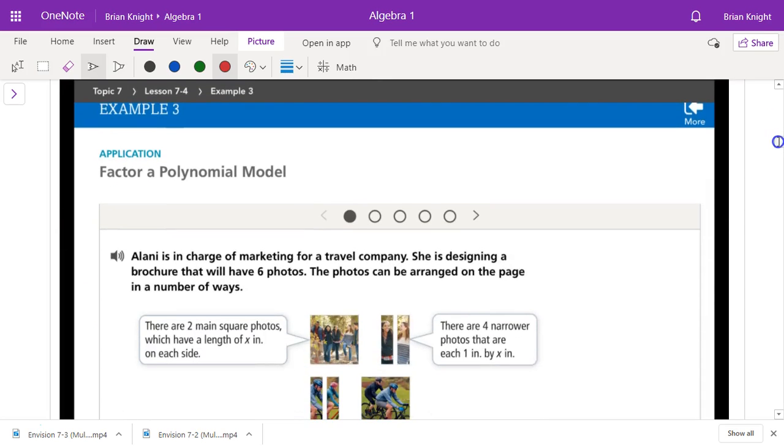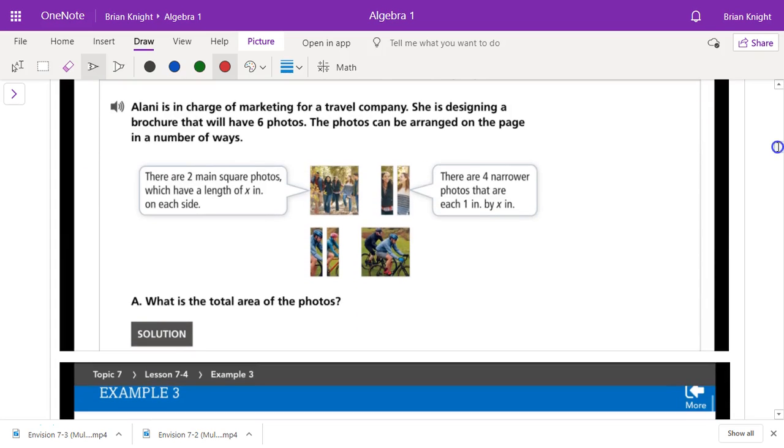Example 3. Factor a polynomial model. All right. So basically, they make a real-life situation fit what we're trying to do here. Okay? So it says, Alani is in charge of marketing for a travel company. She is designing a brochure that will have 6 photos. See, 1, 2, 3, 4, 5, 6 total. The photos can be arranged on the page in a number of ways. There are 2 main square photos, which have a length of x inches on each side. There are 4 narrower photos that are each 1 inch by x inches.